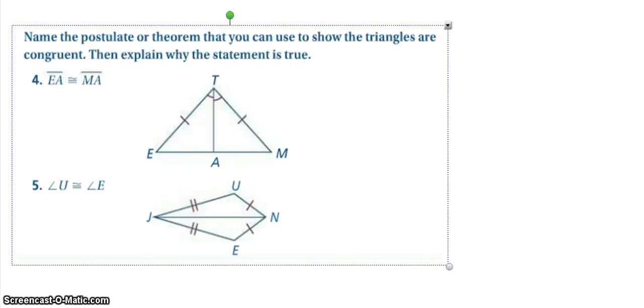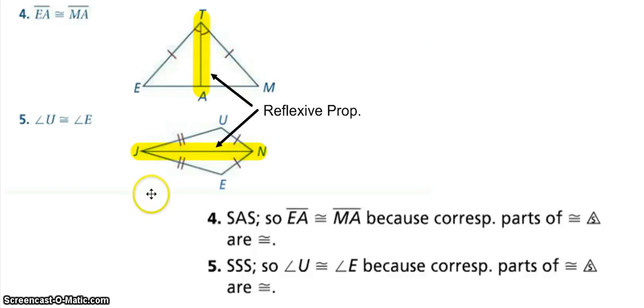Because that lesson was so brief, we're going to have just a little bit more review. So go ahead on 4 and 5 and name the postulate or theorem that shows us these triangles are congruent. Both of these triangles end up utilizing our reflexive property. In 4, we use it to prove our congruence by side, angle, side. And in 5, we use it to prove our congruence by side, side, side.